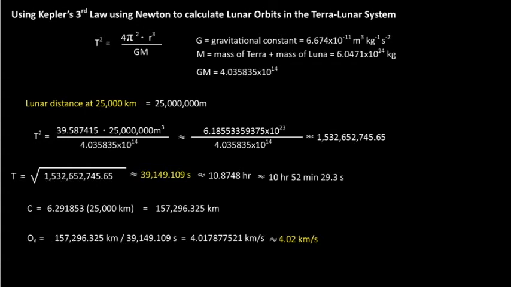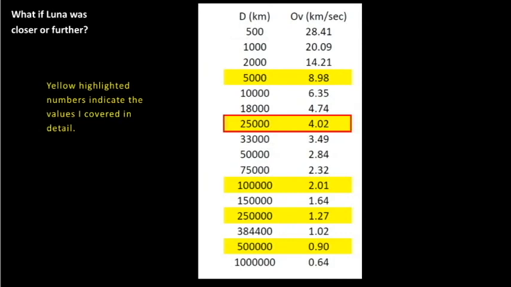So our orbital velocity works out to be 4.02 kilometers per second. If the moon were 25,000 kilometers away, the orbital velocity would be 4.02 kilometers per second. And I did that for all those other examples that I showed you as well. So there's the 25,000 in the yellow highlight with the red box, and there's the values for the other ones that I showed you a few slides ago.